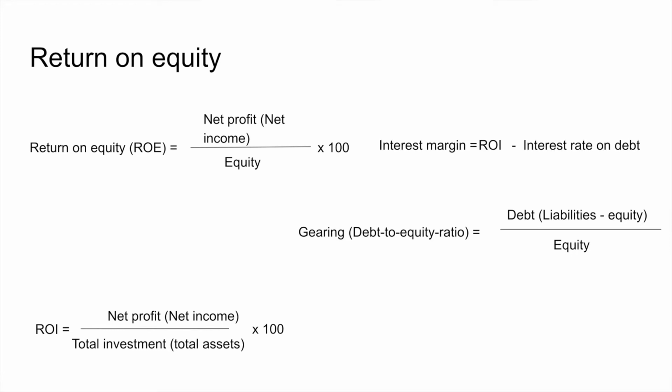We also need the interest margin, which is equal to return on investment minus the interest rate on the debt in the company. That gives us the alternative equation for return on equity, which will be return on investment plus the interest margin, multiplied by the gearing.